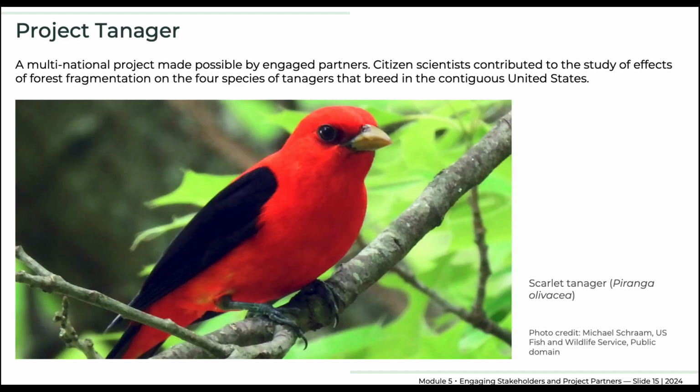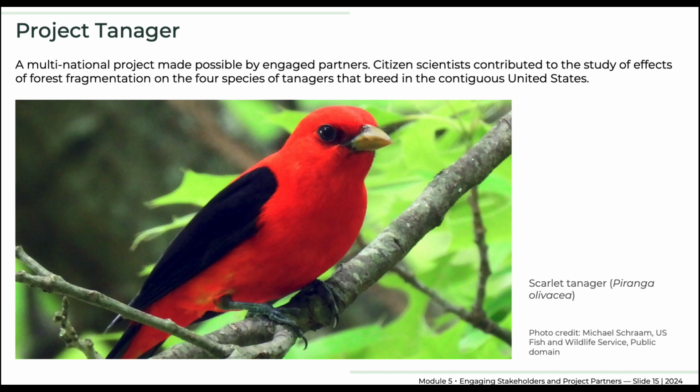Project Tanager was among the first citizen science projects developed by the Cornell Lab of Ornithology. Begun in 1993, the project enlisted volunteers in exploring the effects of forest fragmentation on the 4 species of tanagers that breed in the contiguous United States. The goal was to determine the minimum size of forest patch required for successful breeding of each of these species. Project Tanager was part of a larger effort called Partners in Flight, the Neotropical Migratory Bird Program, which is ongoing.